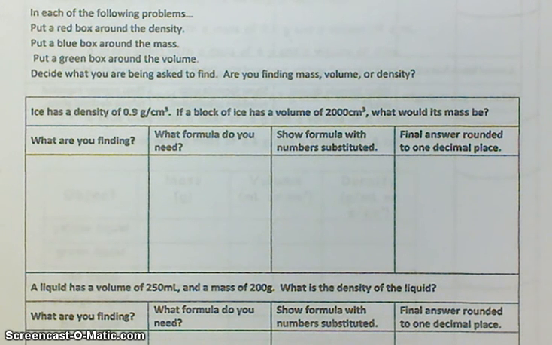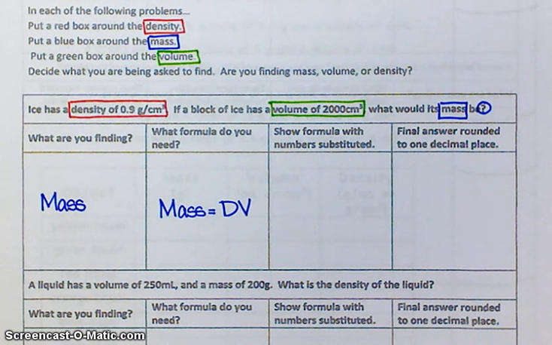The first problem says ice has a density of 0.9 grams per cubic centimeter. If a block of ice has a volume of 2,000 cubic centimeters, what would be its mass? What are you finding? It asks what would its mass be, so you are finding mass. That's what goes in that first box. What formula do you need? You need a formula to find mass. Let me show you what you're doing.